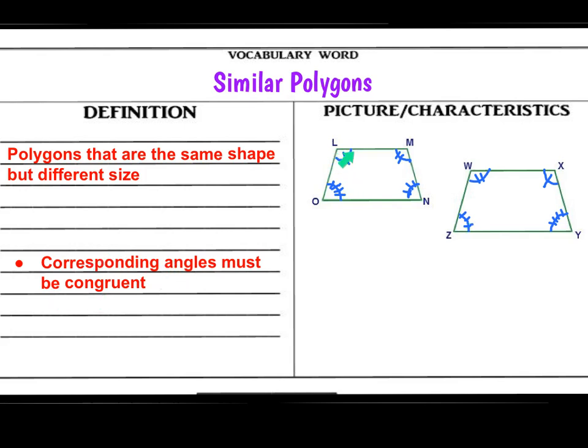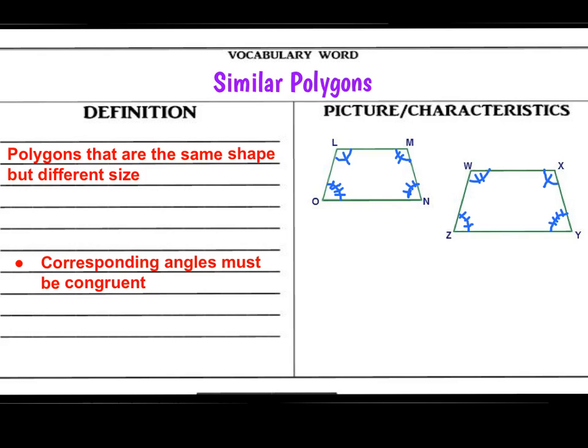Okay, so angle L corresponds to angle X. We can see that those two are congruent. And M would have to correspond with W. N would correspond with Z. And O with angle Y. So what we can do is write a similarity statement.